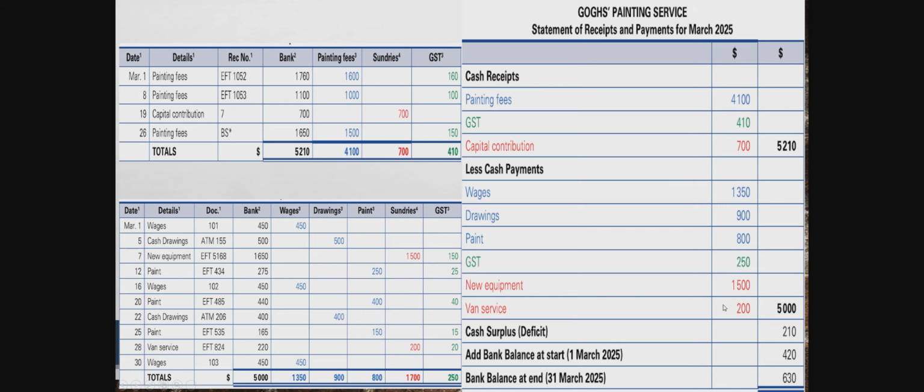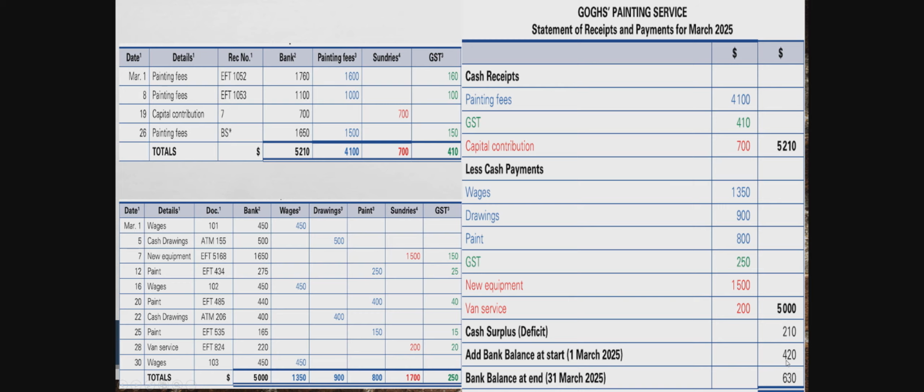Alright? And as before, total amount paid is $5,000, equals the same amount in our cash payments journal, $5,000. Voila. How do we get a cash surplus or deficit? Simply cash receipts, take away cash payments. In this case, 5,210, take away 5,000, gives us 210.